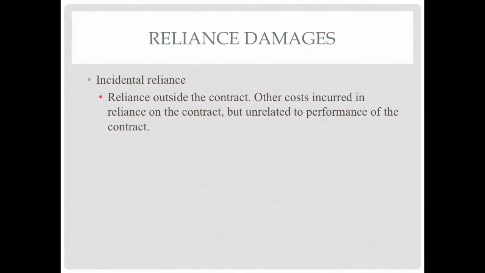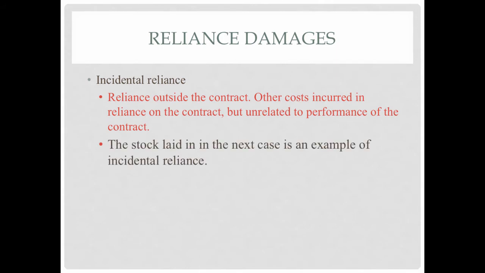With respect to incidental reliance, this is reliance outside the contract. These are other costs that are incurred in reliance on the existence of the contract, but they're unrelated to performance of the contract itself. So when we look at the Nurse v. Barnes case in the next slide, we'll see that this incidental reliance is encompassed by the court talking about the stock laid in, the additional iron ore and other stuff that is purchased, stored and acquired by one of the parties when it's renting an iron mill.